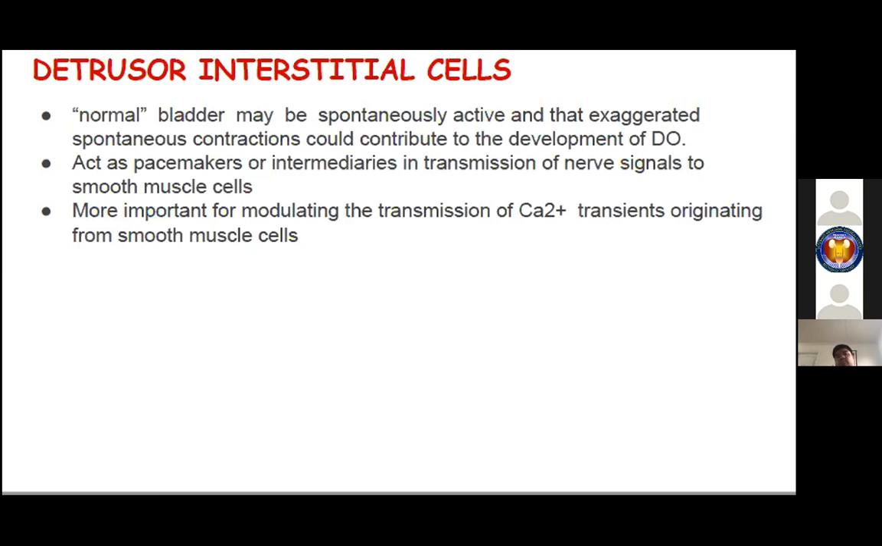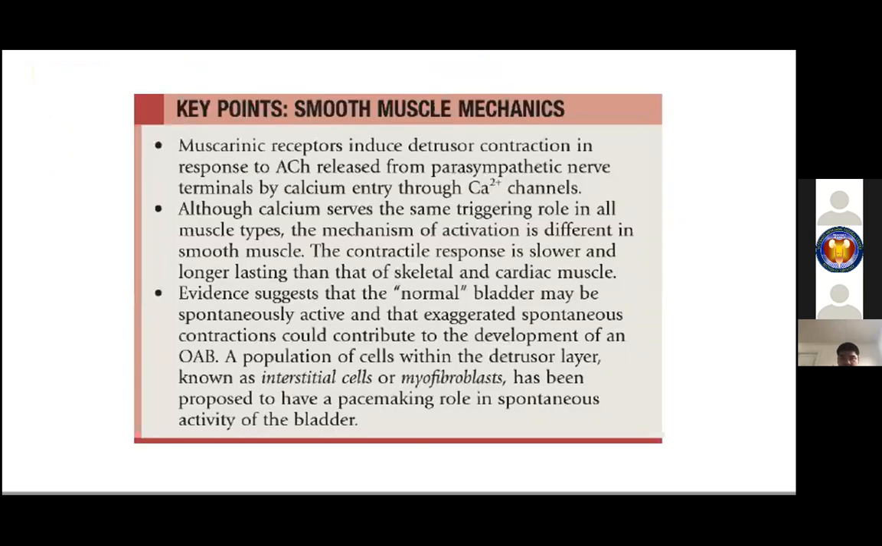Interstitial cells in the detrusor may be more important for modulating the transmission of the calcium transients originating from the smooth muscle cells. So here are just some of the key points for the smooth muscle mechanics.